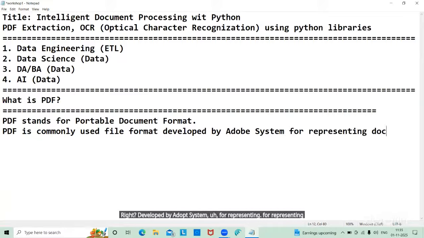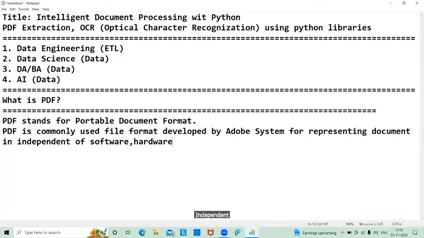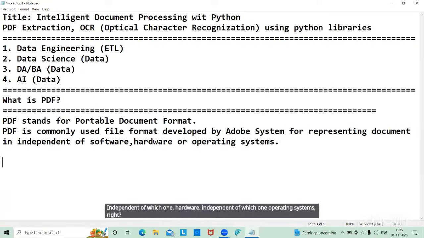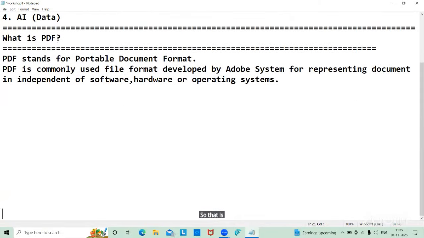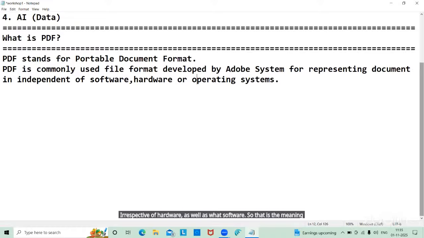It is for representing documents independent of what? Independent of software, independent of hardware, independent of operating systems, right? That is what we mean by portable. Portable means it can be moved anywhere, irrespective of hardware as well as software. That is the meaning of portable here.